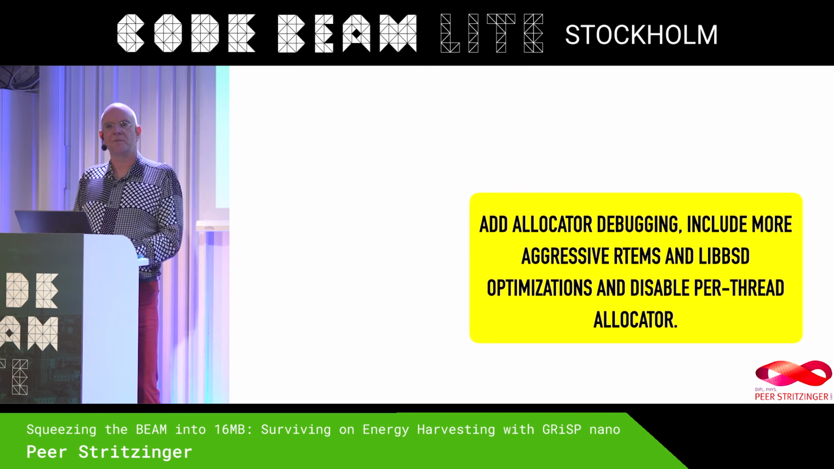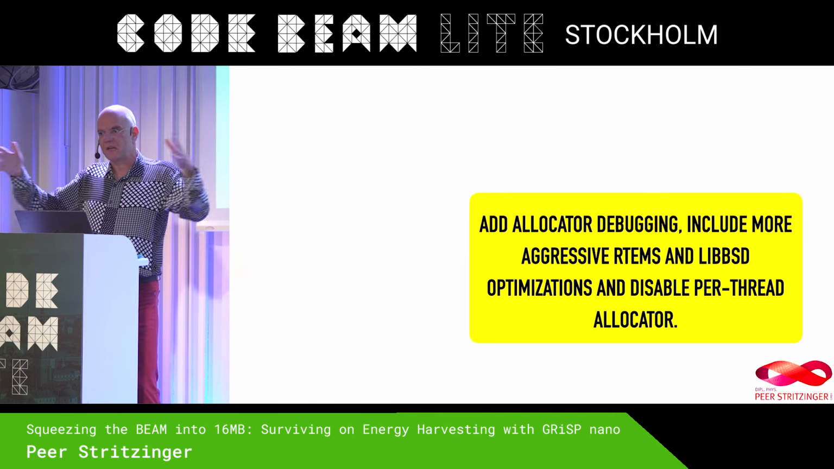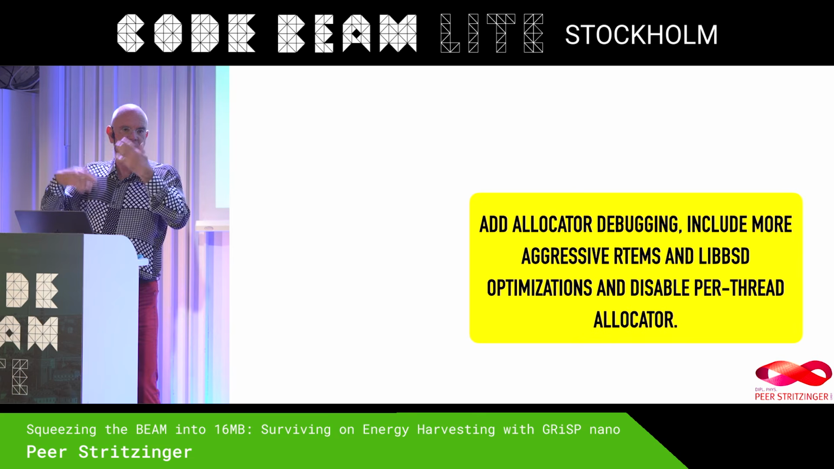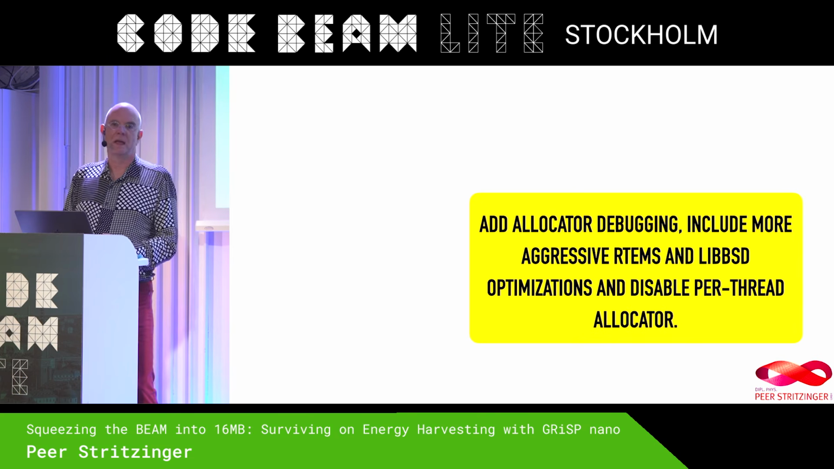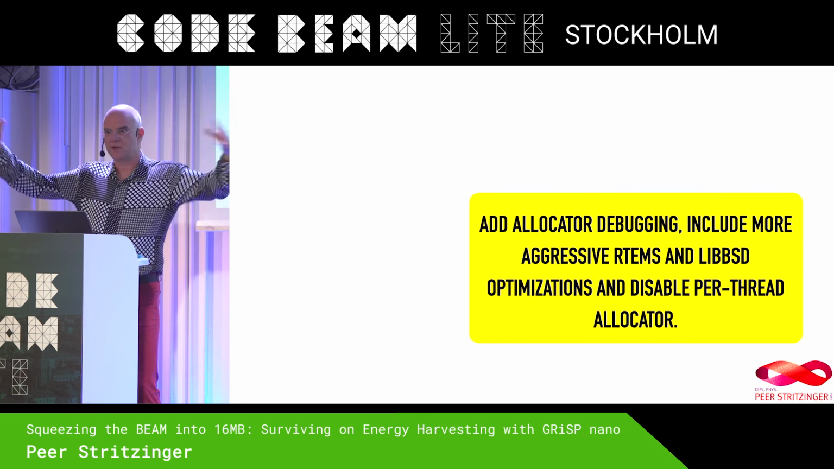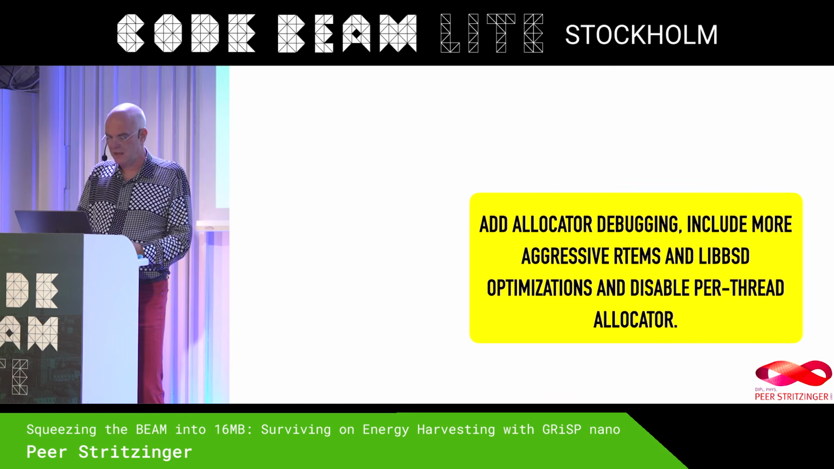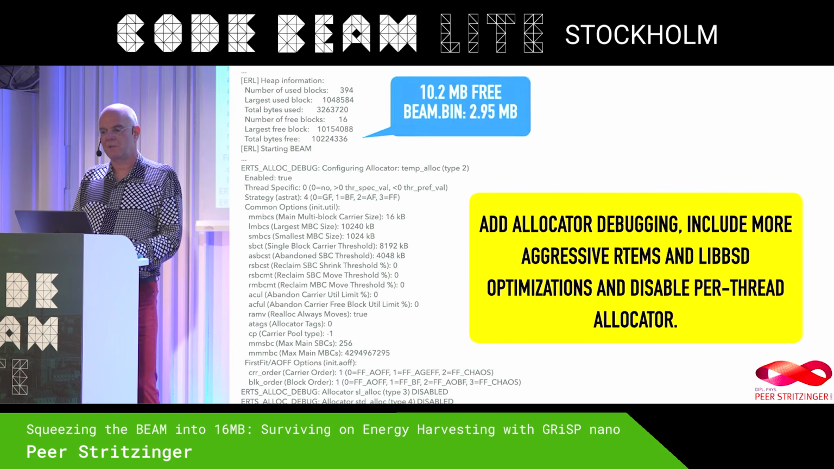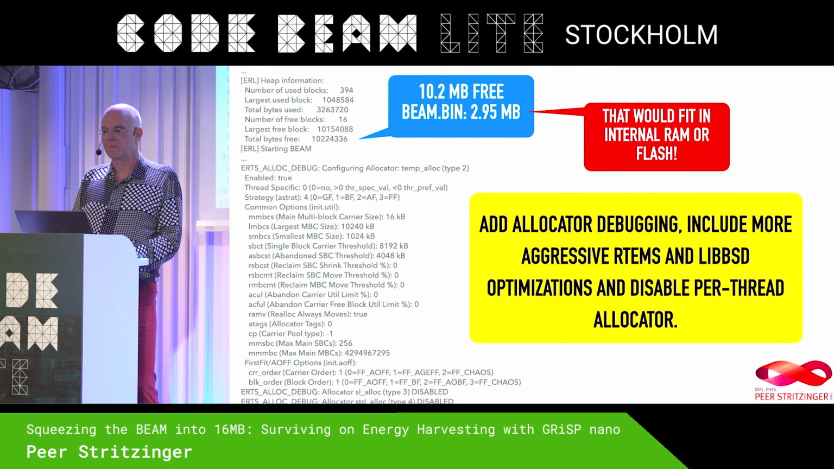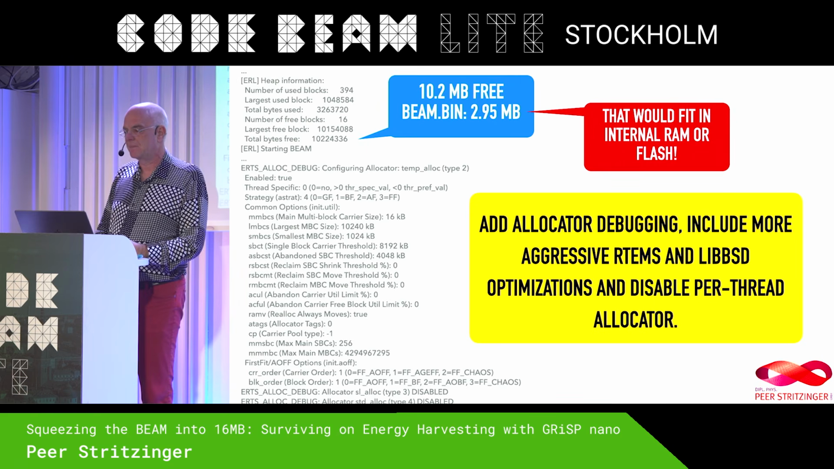This is an optimization, because if every scheduler thread has its own allocator, you have less locking. But you can do that away and pay for the locking. Then you have less fragmentation and fewer big chunks of memory lying around. And that had quite some impact. We have lots more free memory, and the beam bin is now below 3 megabytes. That means it would fit into the internal RAM altogether, even with contiguous loading, or into flash. So yeah, that sounds like a promising space.